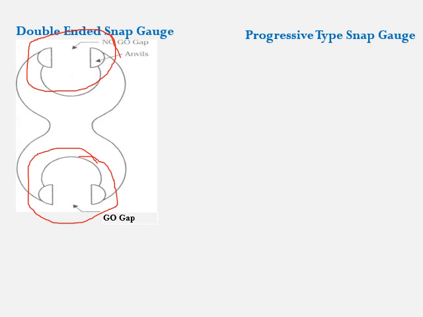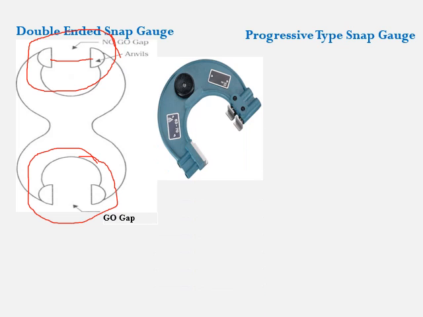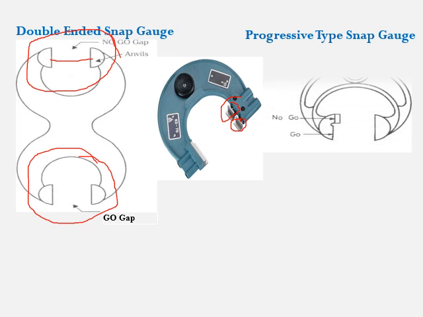The gap between the two anvils of the snap gauges indicates the maximum diameter and the minimum permissible diameter of the shaft. Similarly, this is a progressive type of snap gauge. The initial one indicates the go type of snap gauge, whereas the second one indicates the no go type of snap gauge. That is the maximum permissible diameter and minimum permissible diameter of the shafts.